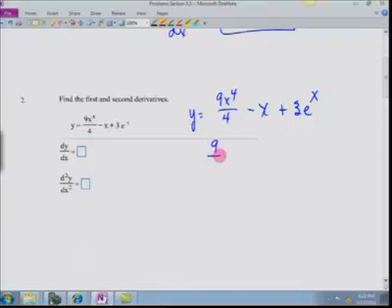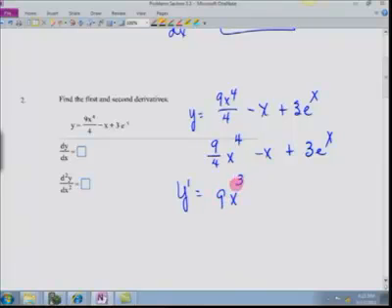All right, but I would rewrite it. So I would rewrite it 9/4 x to the 4th minus x plus 3e to the x. And then I would take the derivative. So what would y prime be? Minus 1.